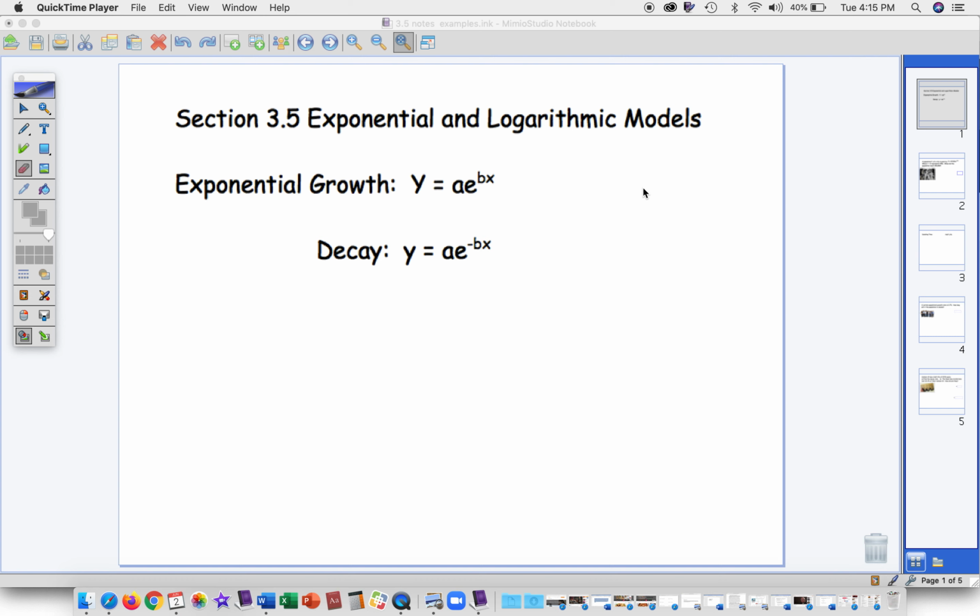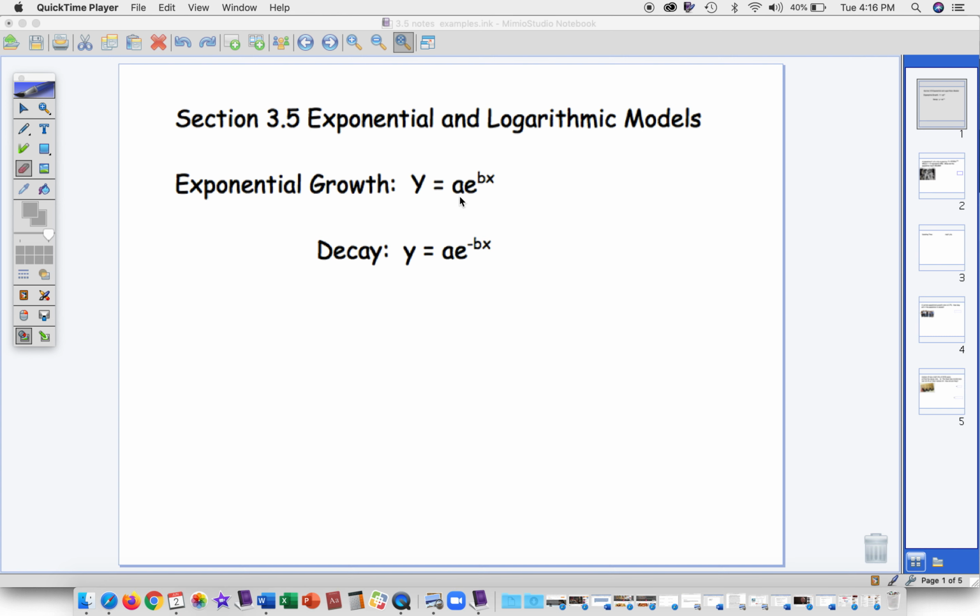Today we're going to cover section 3.5 on exponential and logarithmic models. The two models that we use a lot are exponential growth and decay. For exponential growth, we have y equals a e to the bx. Y is always your end amount, or end population, your remaining population.